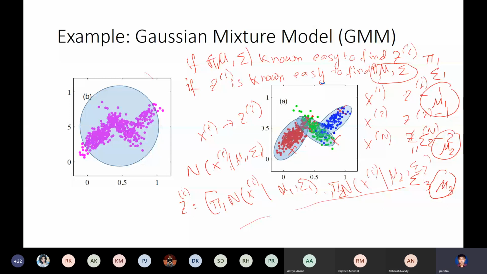The thing is that if you know pi, mu, sigma, it's easy to find Z for a point. If you know Z for all the points, it is easy to estimate pi, mu and sigma. So it's kind of a circular thing.